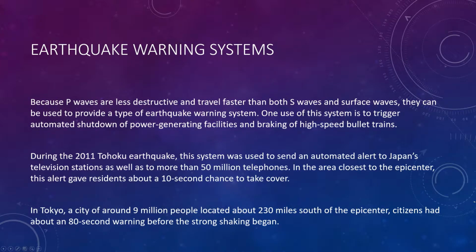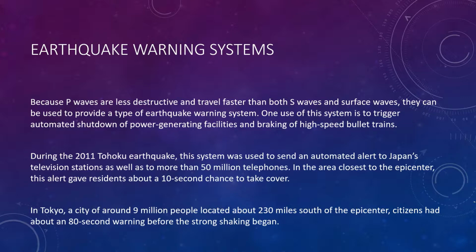Because P waves are less destructive and travel faster than both S waves and surface waves, they can be used to provide a type of earthquake warning system. Japan has operated such a system for over 20 years. One use of this system is to trigger automated shutdown of power generating facilities and braking of high-speed bullet trains.